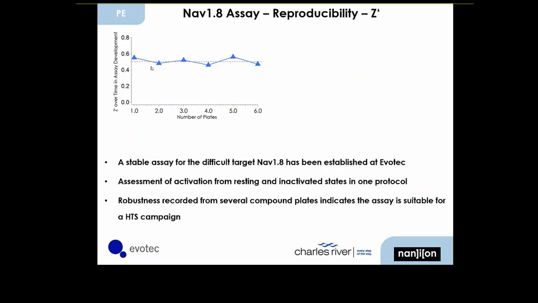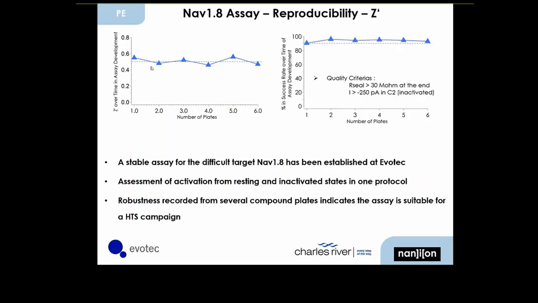And we were also very happy to see that, at the same time, having a high quality assay, the success rates were also routinely above 90%. So with this, I'd like to sum up my slides on the NaV 1.8 data. Again, we were very happy to help out and generate a stable assay on the difficult target NaV 1.8. It has been established at Evotec, and the screen has been run.